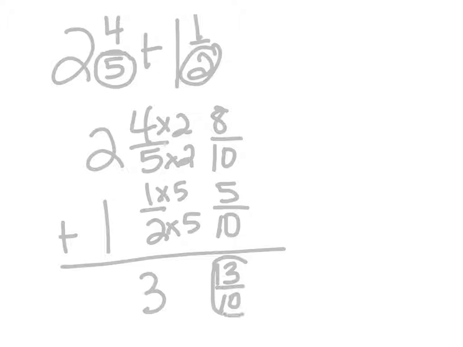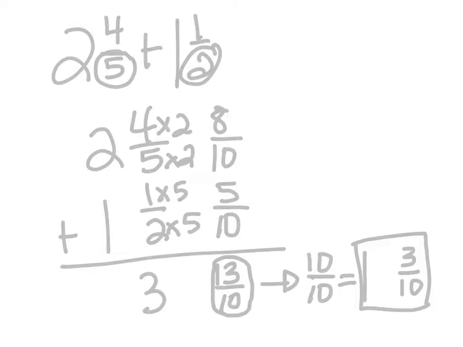As you can see, this is an improper fraction right here. But I need to make it a proper fraction by rewriting it. I know that 10 over 10 makes 1 whole. If I take 10 away from 13, that leaves me with a fraction of 3, common denominator of 10. So this fraction of 13 tenths becomes 1 3/10.